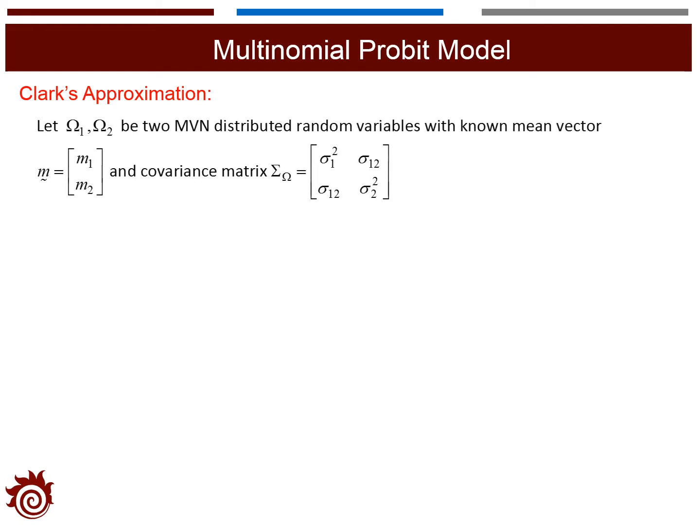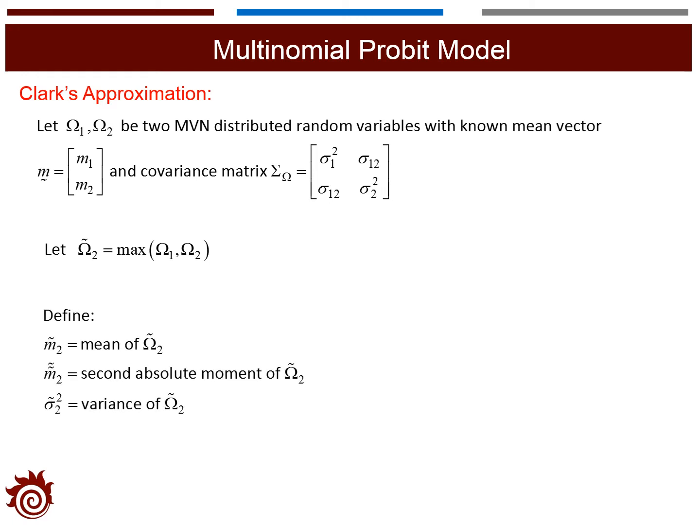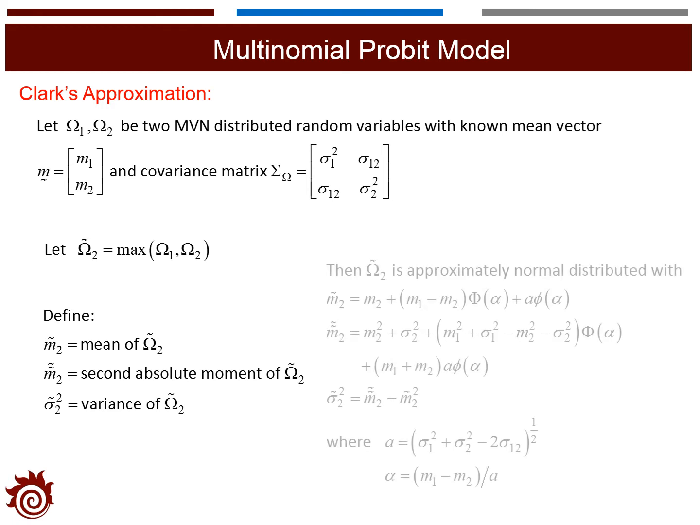Now let's see how we can extend the probit model to multiple choices. At first, we will introduce Clark's approximation. In this approximation, we define two multivariate normally distributed random variables, omega1 and omega2. We also know their means and covariance matrix. And we define omega2 tilde as the maximum of omega1 and omega2, m2 tilde as the mean of omega2 tilde, m2 double tilde as the second absolute moment, and sigma2 squared tilde as the variance.